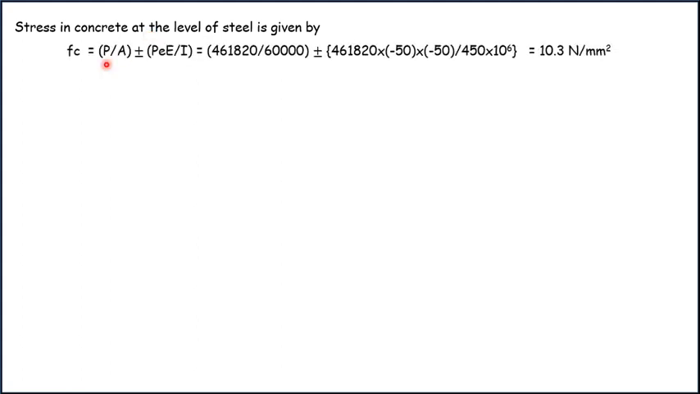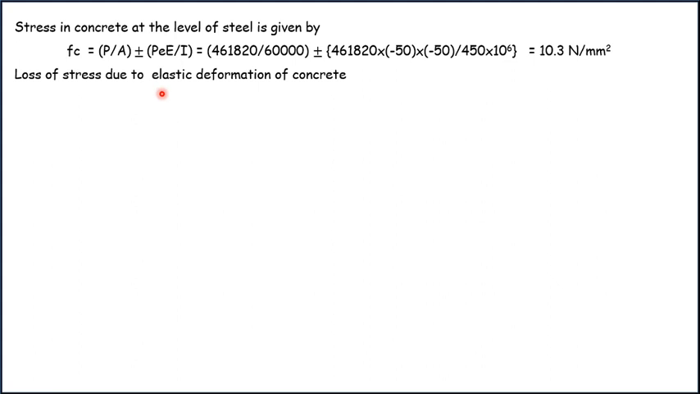So the stress in the concrete at the level of steel is to be determined and is given by fc is equal to P by A plus or minus P E capital E divided by I. Substituting the values which we have calculated and determined with respect to the question into the stress formula, we have the stress in the concrete at the level of steel as 10.3 Newton per mm square. Now this is the basic initial stress in the concrete. Now we have to find out the loss of stress due to elastic deformation of concrete.